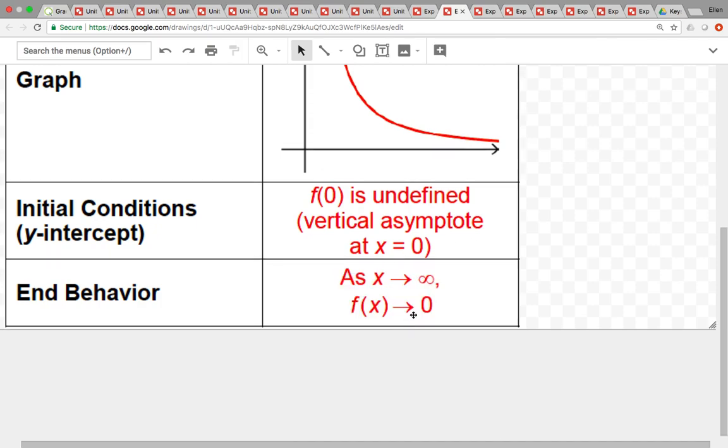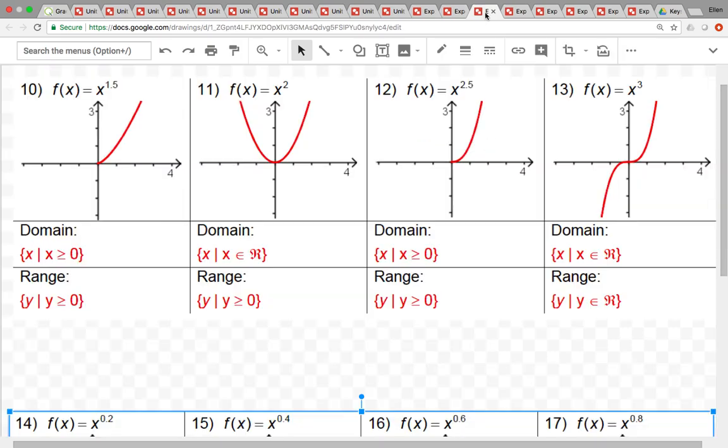Okay, your end behavior: on the right side of your graph, your y value is getting closer and closer to 0. Before I move on to exponential functions, I want to show you some of the variety you can have with power functions. Notice all of these have a b value greater than 1, and if it's between 1 and 0, you just have this little branch.